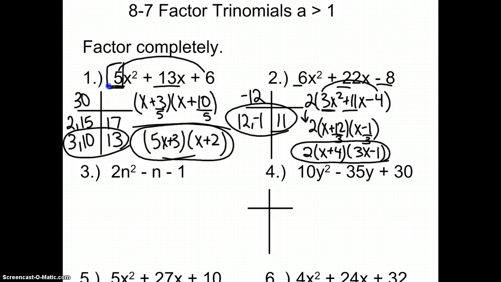is our factored terms, and we can check this by using the O and the I of FOIL again. So outside times the inside, we have negative x plus 12x gives us 11x, which is equal to our middle term of our factored.